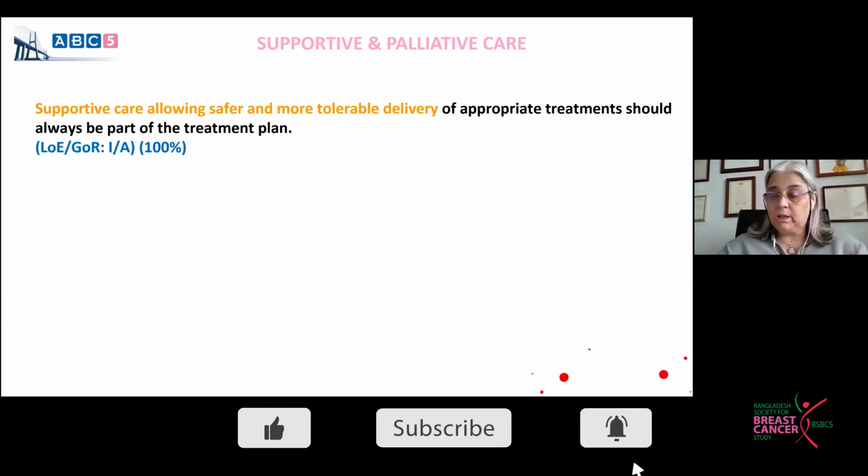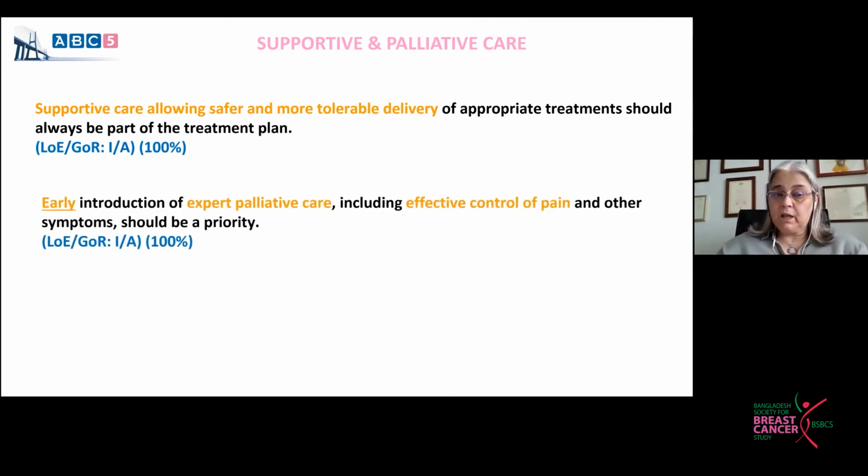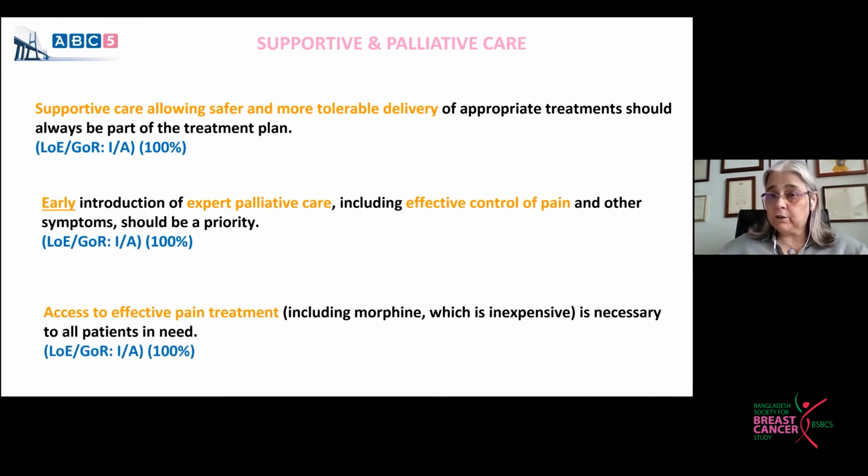We have talked about management of the side effects, prophylaxis of mucositis, management of GI symptoms, diarrhea, nausea, vomiting. All that is extremely important so that the treatment is tolerable. And palliative care should start very early on. It's not terminal care, it's palliative care that includes control of pain, control of shortness of breath, control of difficult symptoms, and access to effective pain treatment, including morphine, that is not expensive at all. It's something that we all must fight together.